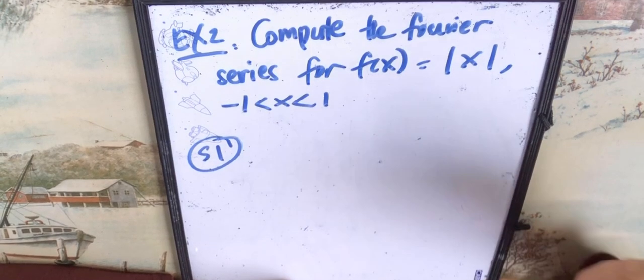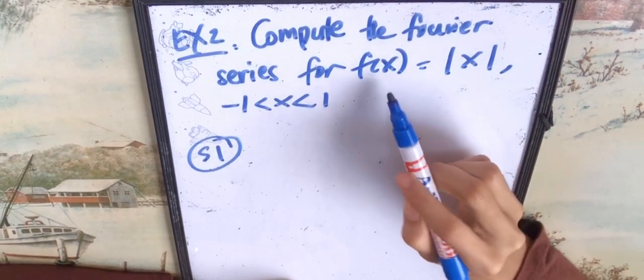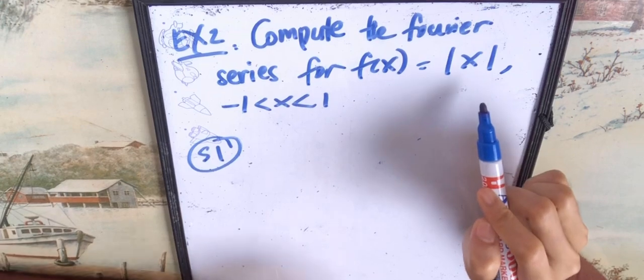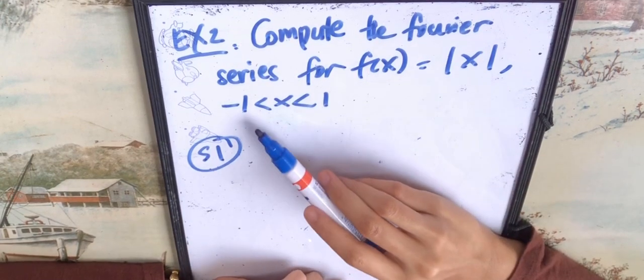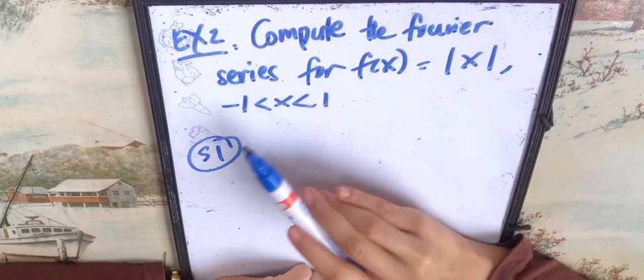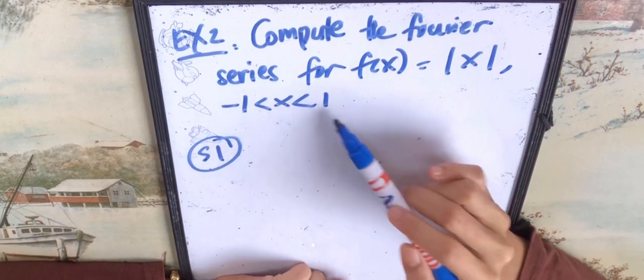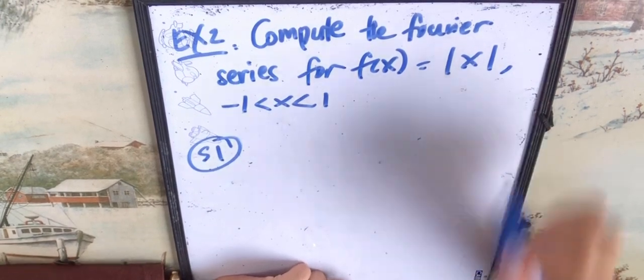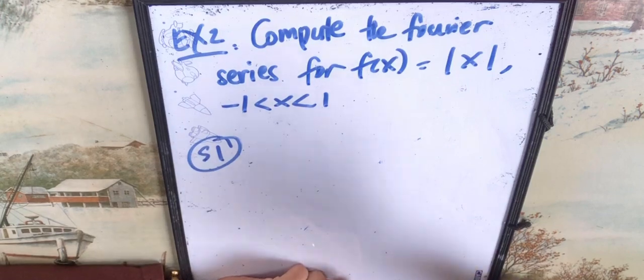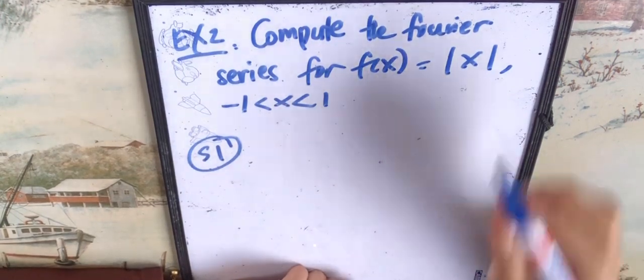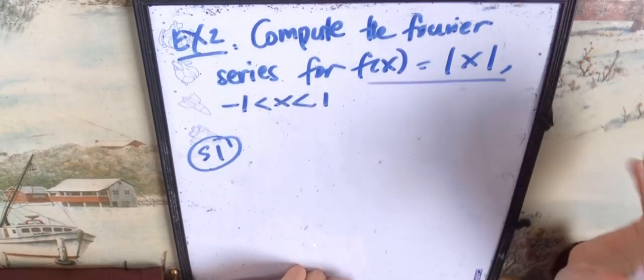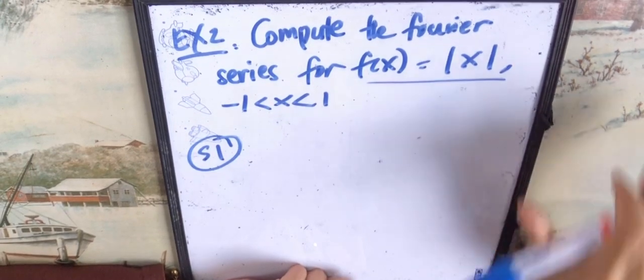The question asks you to compute the Fourier series for the function given here, modulus x, with the interval -1, 1. So clearly you can get your L from this interval. Now, first step. I hope that you still remember: the first step is you need to check whether this function is odd or even.